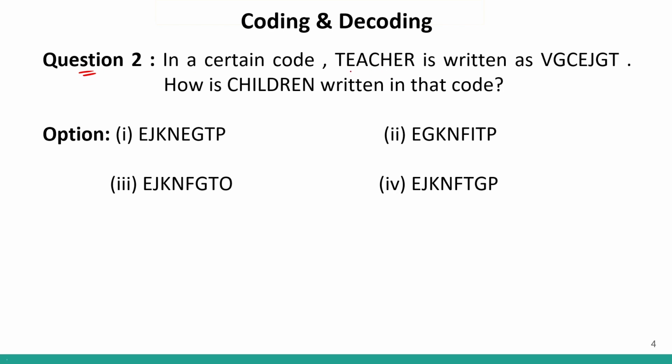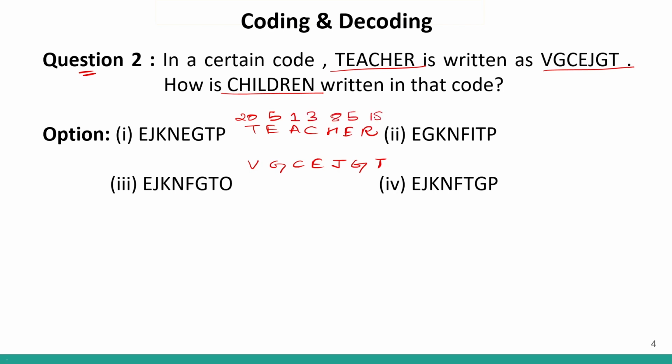In a certain code, teacher is written like this. We have to find the code for children. So again, we will write teacher over here, and below this I will write the code, which is VGCEJGT. So giving them forward ranks, T is 20, E is 5, A is 1, C is 3, H is 8, E is 5, and R is 18.